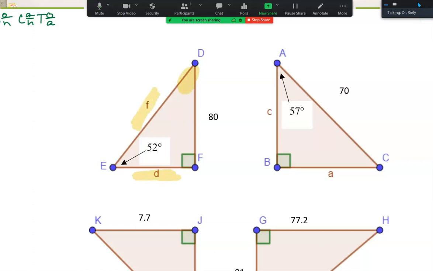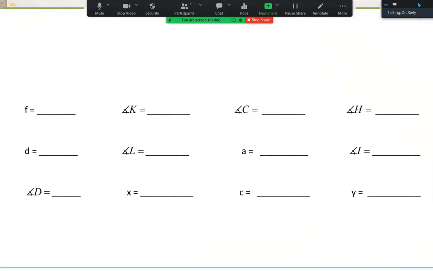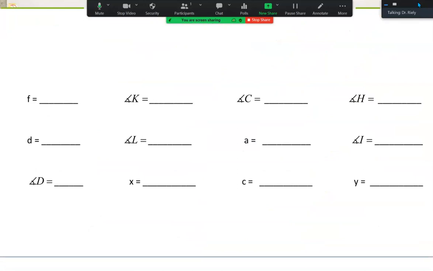If you want to solve for the angle first, since they gave us the other angle, the easiest way is to just do simple subtraction. So 90 minus 52 will do it for us, and that's going to give us an angle of 38 degrees. So down here on the angle D line, I'm going to put 38 degrees.